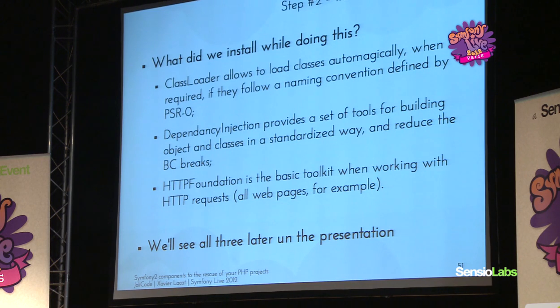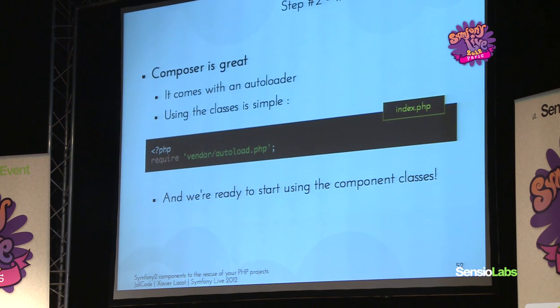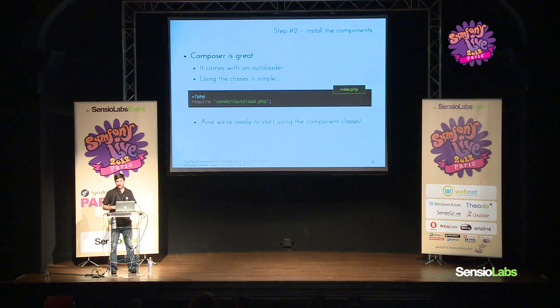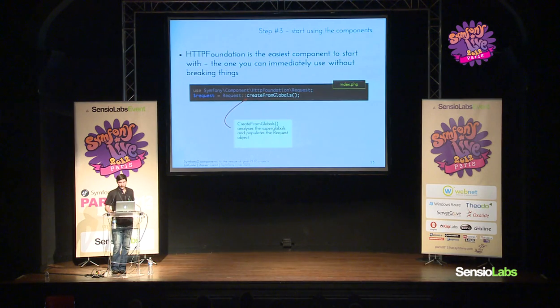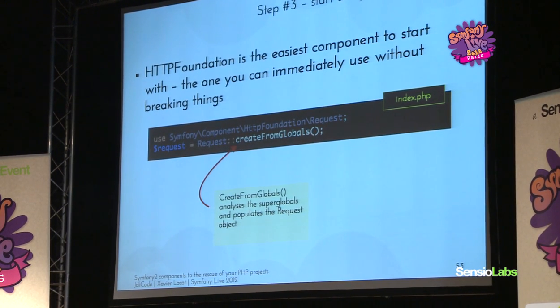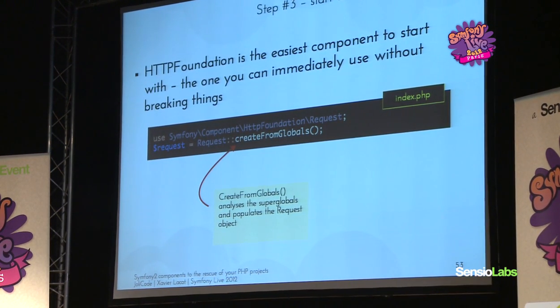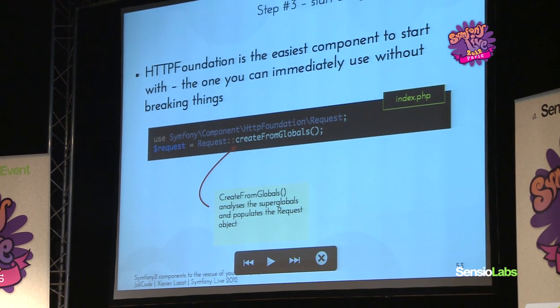Okay, we'll see all these three components later. Once we have installed this, one thing is great: we do not have to require these libraries manually. We just have to use the autoloader function of Composer. Just include one file, which is generated by Composer when we install new files, and the classes of the dependencies will already be available. For instance, if we want to use the Request class of the HTTP Foundation Symfony2 component, we'll just have to use the class name and create a new request from the globals.